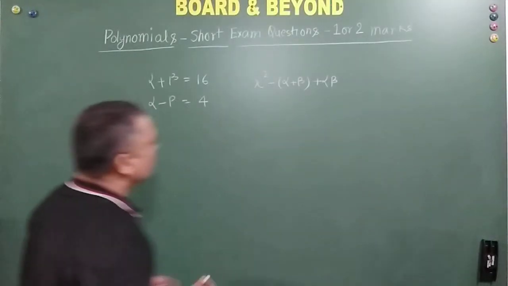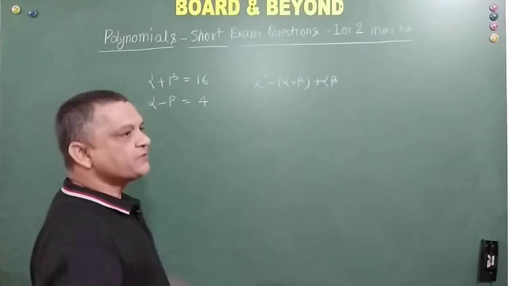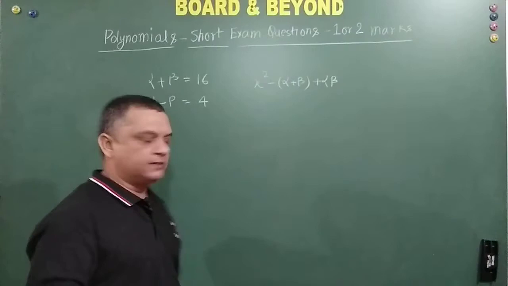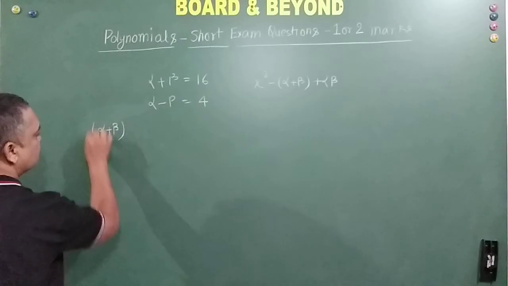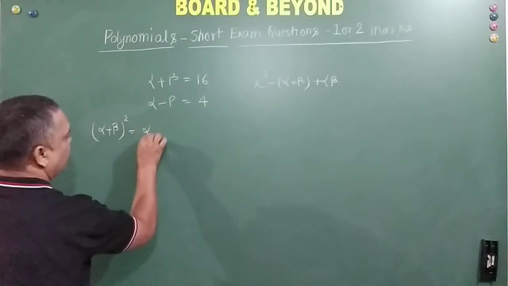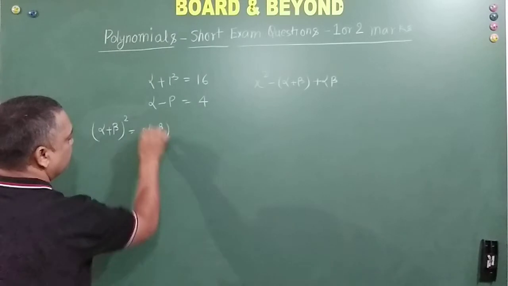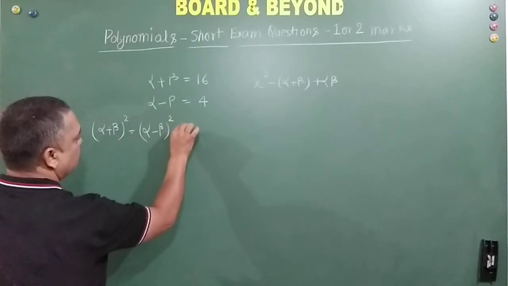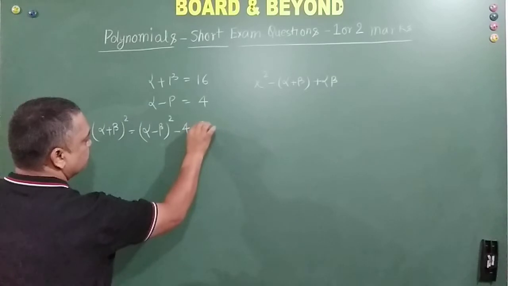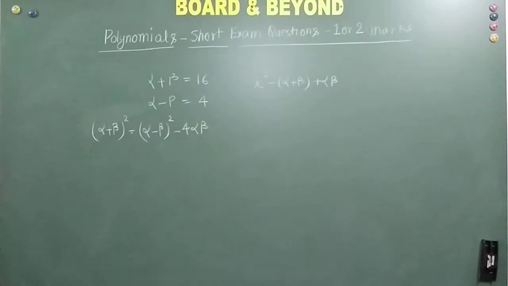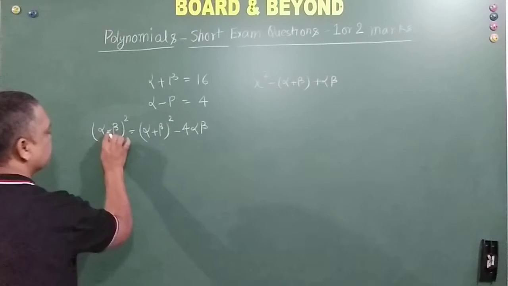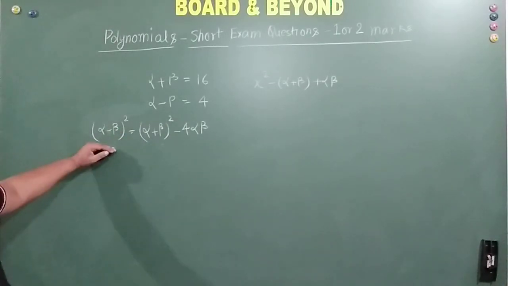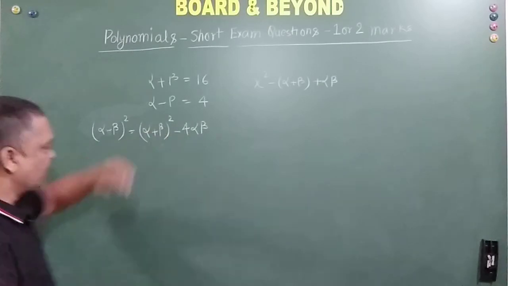So for those who are well versed with a square plus b square and other identities, we can always write that alpha minus beta whole square is equal to alpha plus beta whole square minus 4 alpha beta. Sorry, this will be minus and this will be plus.